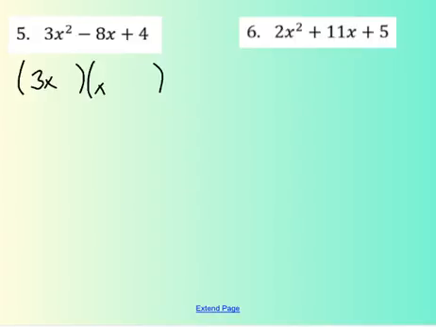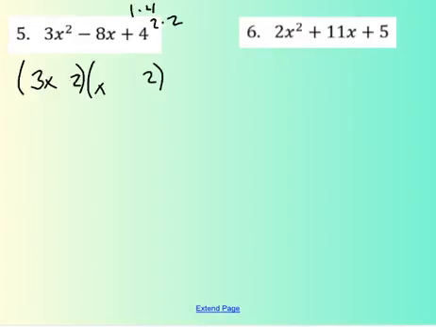And then 4 has some options, because we have 1 and 4, or 2 and 2. Now if I do 3 and 4, if I put a 4 here, I'm going to end up with 3 times 4, which is 12. I don't think I want that big of a number. What about 3 and 2? What's 3 times 2? 6.